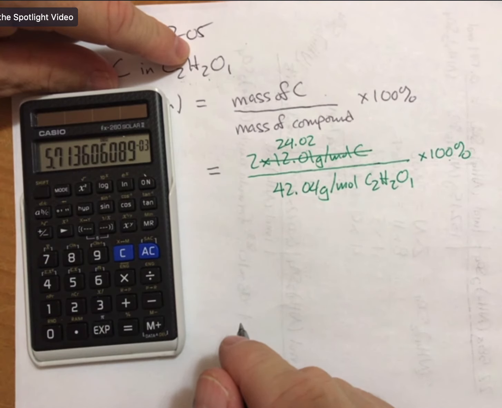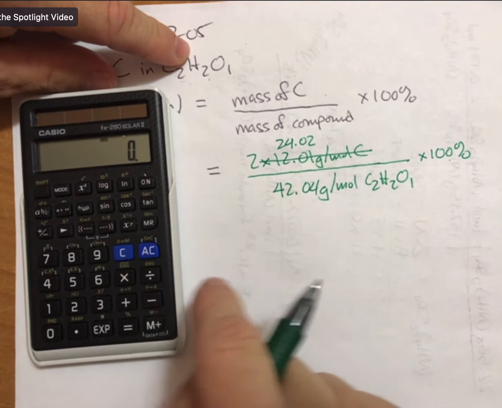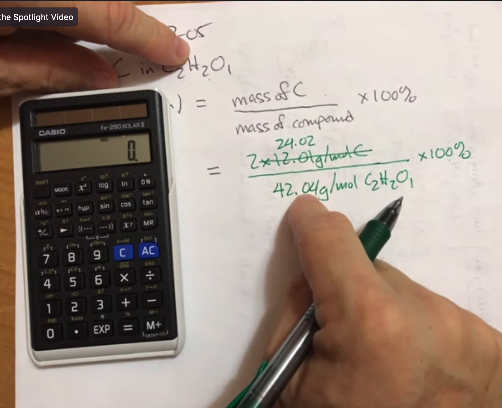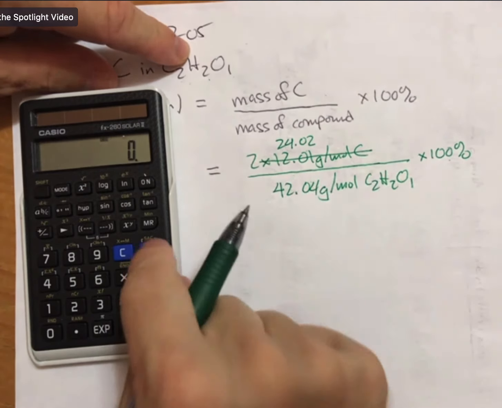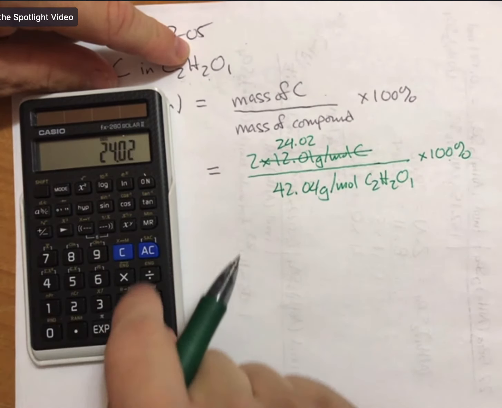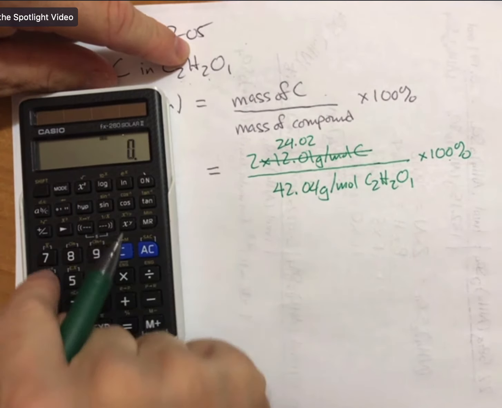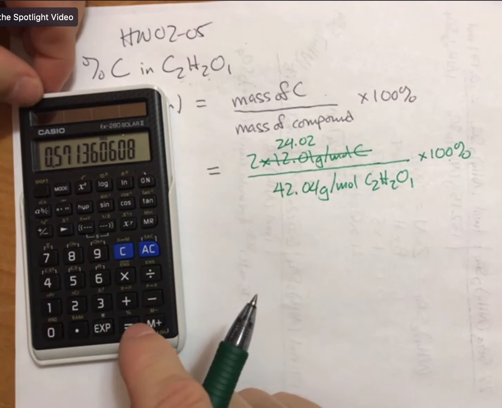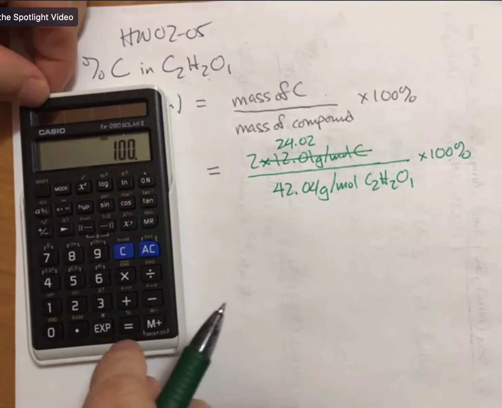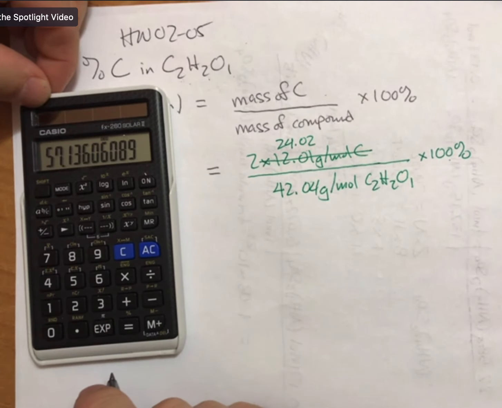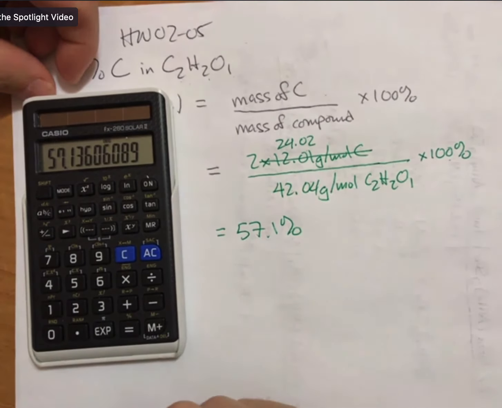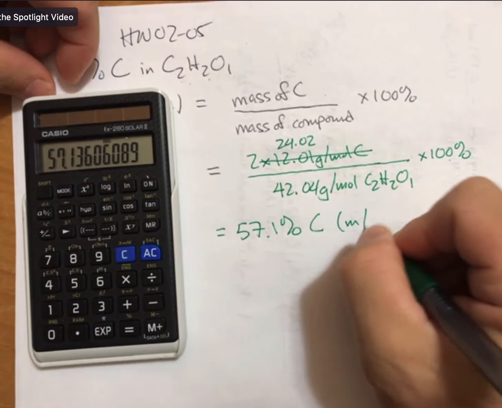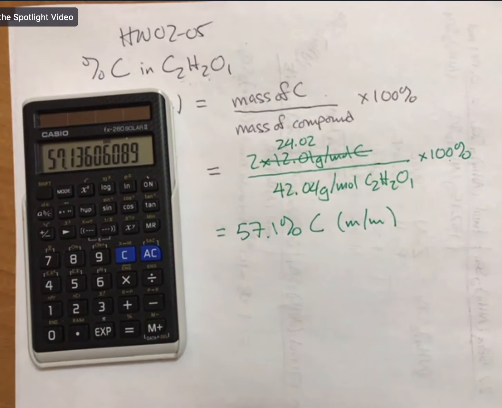Let me try that again. So this number, 24 over 42, should be about 0.5. So I should end up with about 50%. 24.02 divided by 42.04 is 0.57 times 100. Yes, 57.1% carbon, mass by mass. Okay.